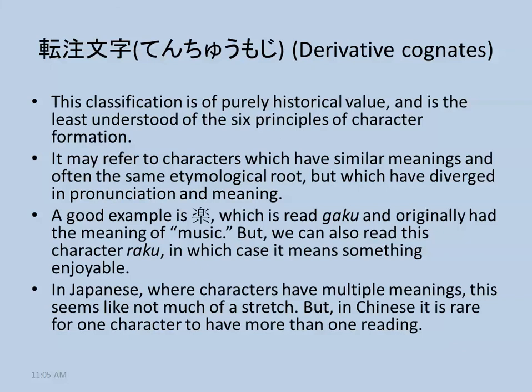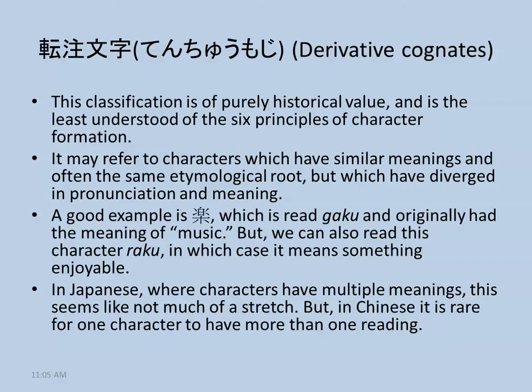The next category is really minor, but I felt I would be remiss if I didn't mention it. These are the derivative cognates. This is a classification that's purely of historical value. It's the least understood of the 6 principles of character formation. It may refer to characters which have similar meanings and often the same etymological root, but which have diverged in pronunciation and meaning.